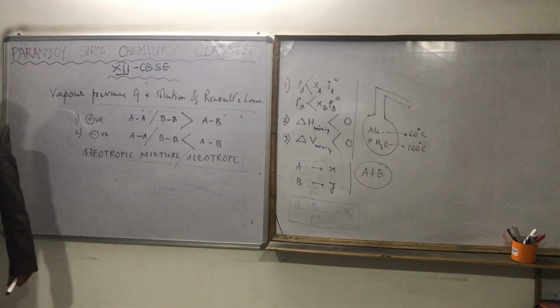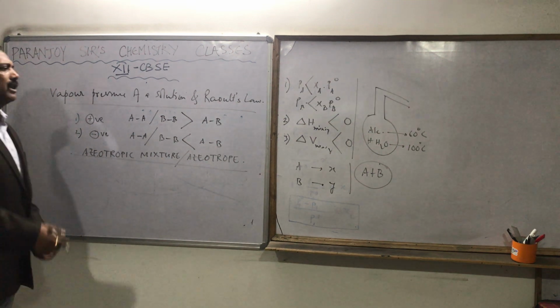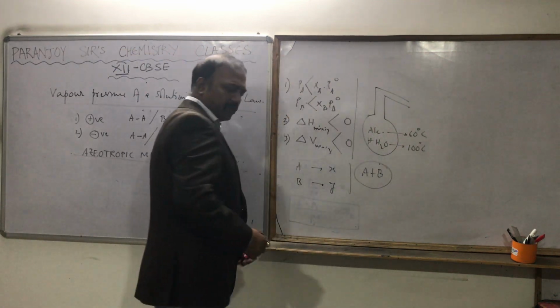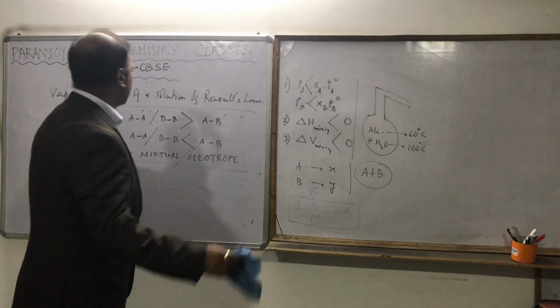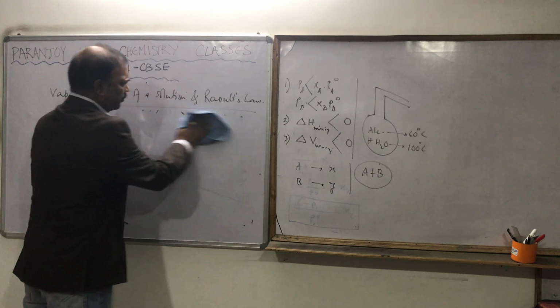The positive azeotrope, we also call it minimum boiling azeotrope, and the negative one maximum boiling azeotrope. Now why is some showing the positive deviation or minimum boiling azeotrope? Minimum boiling azeotrope means when the mixture is boiling at a lower temperature than the individual components. Why is it happening? We must know the reason also.